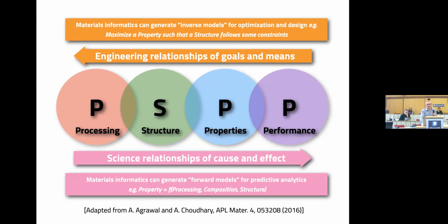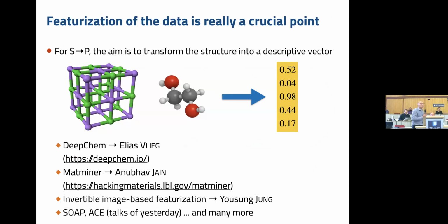In all cases, when you do these kinds of things, the first part is to featurize the data, and that's a really crucial point. For instance, if I take the example of going from the structure to the property, I want to convert my crystal or my molecule into a bunch of numbers, a vector of numbers, that describe the structure. This afternoon, we're going to have a number of different such featurization processes.